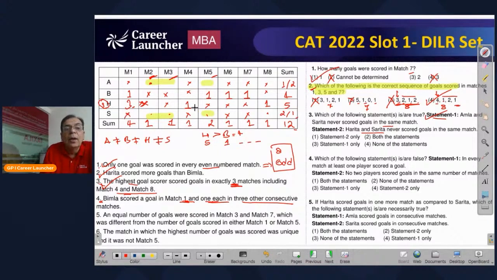Sarita did not score. Match 4, again Sarita did not score. Match 8, Sarita did not score. So this is also correct. So both these statements are correct. So very clearly we can mark all the answers now.